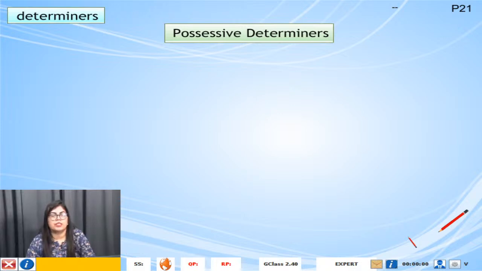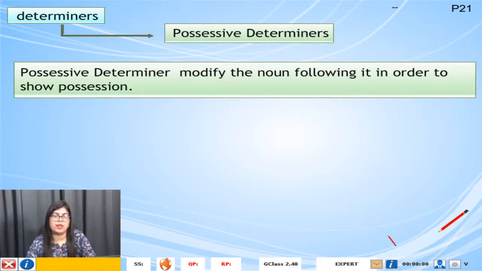Now we have possessive determiners. We have studied articles and demonstrative determiners, and now these possessive determiners. It's also another kind of determiner. Possessive determiners modify the noun following them in order to show possession. We can say it's my pen, that is my bag, those are her pens. We are talking about possession. Possession is something which belongs to someone. It may belong to you or to some other person. Something belonging to someone is known as possession. Clear, all of you?